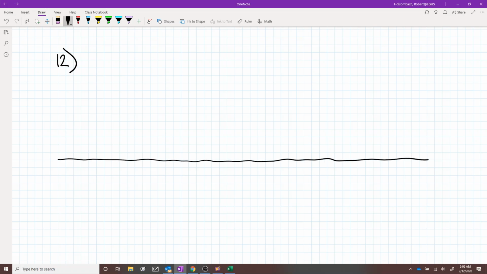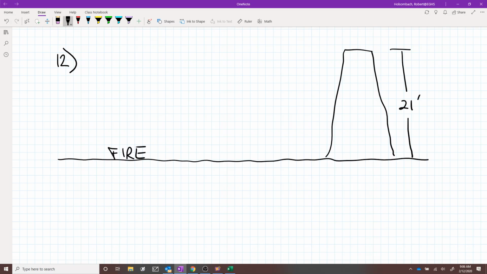Number 12. A forest ranger spots a fire from a 21-foot tower. So here's the ground. Here's his tower. It's 21 feet tall. There's a fire on the ground somewhere. Here it is. Here's a fire. He's looking at it. He sees a fire.